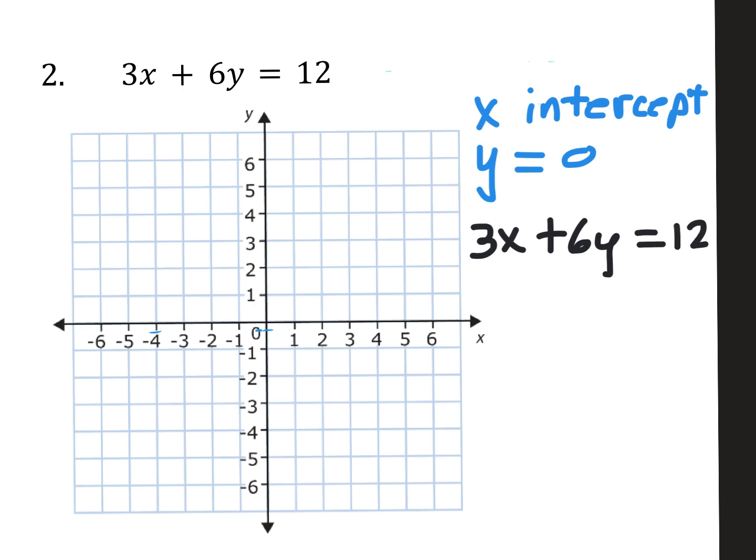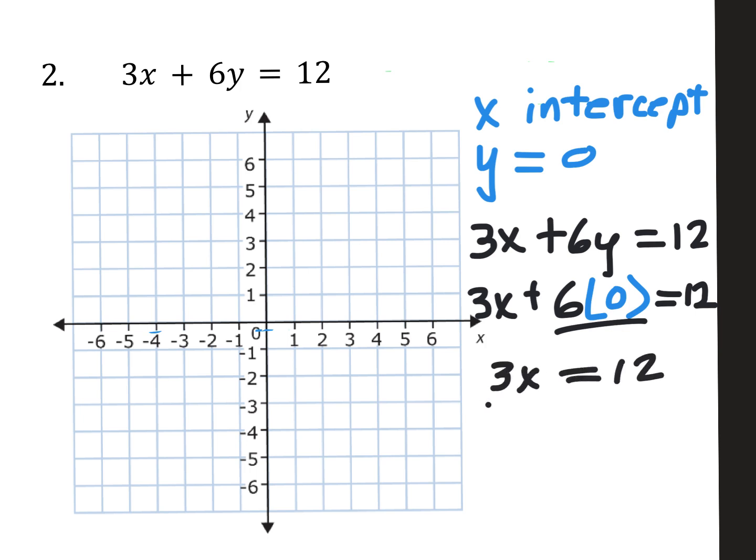And I'm going to put a 0 in for y. And of course, anything times 0 is just going to be 0, right? So that's really going to cancel out. Right here is going to be gone because 6 times 0 is just going to be 0, which leaves you with 3x is equal to 12. Divide both sides by 3.